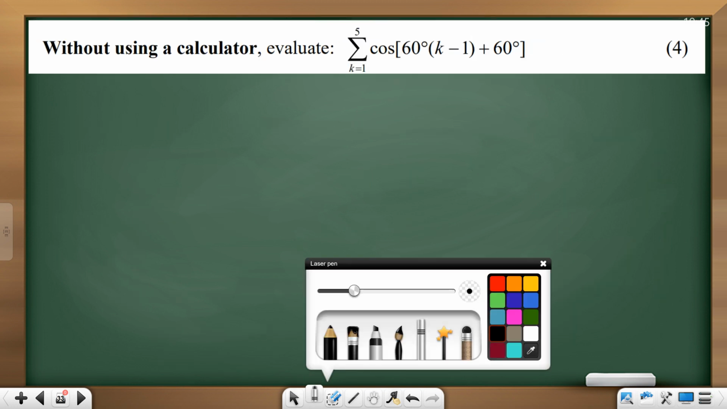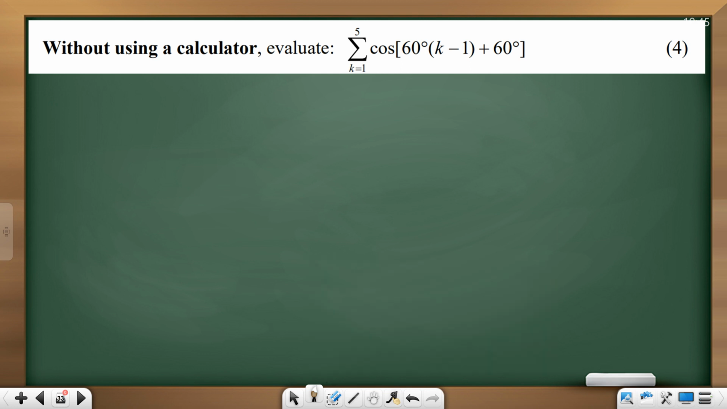Arithmetic, are we good? I need to get this out of my way now quickly. What do we do here? It takes us back to number patterns. Sum. What are we saying? Anywhere we see k, we put 1, then we put 2, then we put 3, then we put 4. Look, interpret what you can interpret. Don't let the examiner scare you. So what's my first value? K is 1. What is 1 minus 1? 0. 0 times 60? 0. Plus 60? 60. So my first value is cos 60.